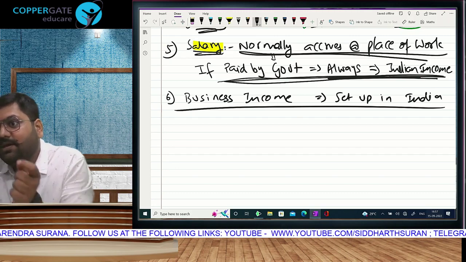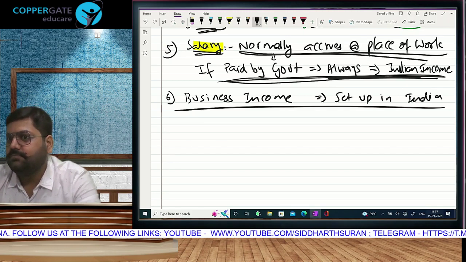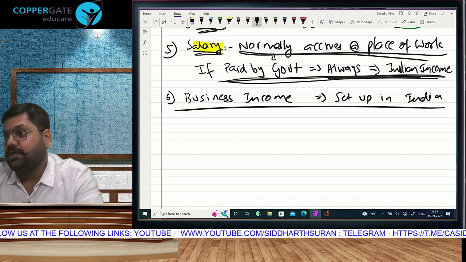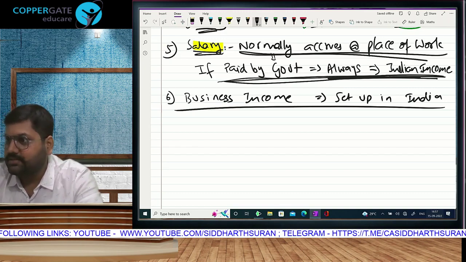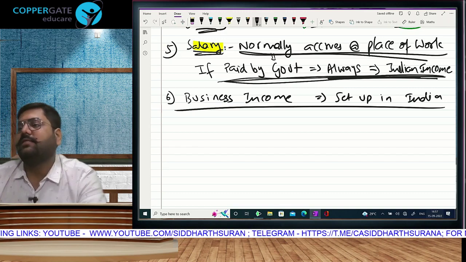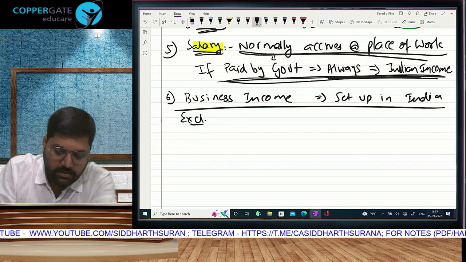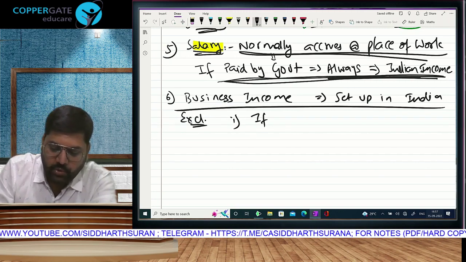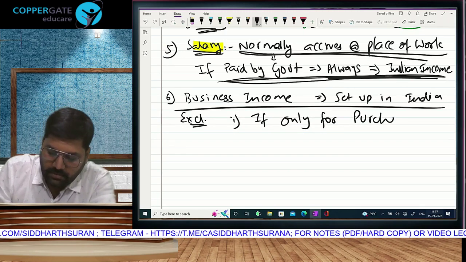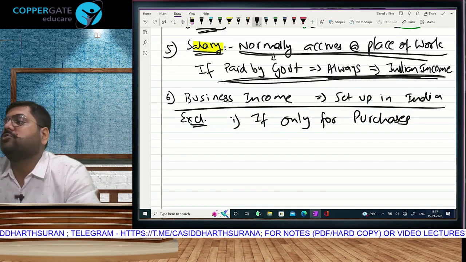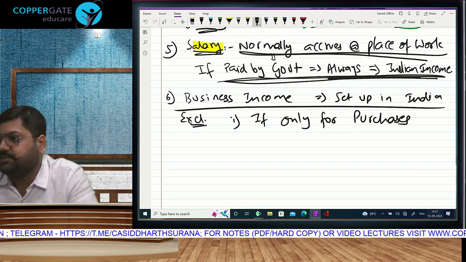But is it possible that a non-resident has set up some business in India? Yes, your residential status is non-resident, but you have set up some business in India. Then the income will be deemed to accrue or arise in India, excluding one case, if it is only for purchases. Meaning a foreign entity has opened an office in India only for placing orders, only for purchases.